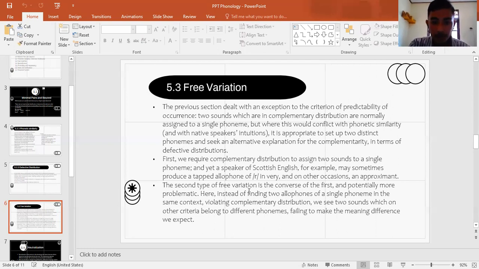The second type of free variation is the converse of the first and potentially more problematic. Here, instead of finding two allophones for a single phoneme in the same context, violating complementary distribution, we see two sounds which on other criteria belong to different phonemes, failing to make the meaning difference we expect.